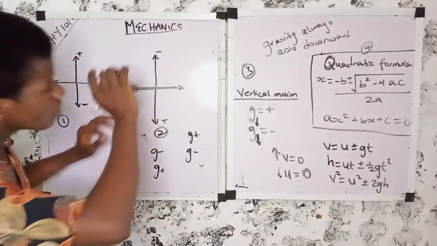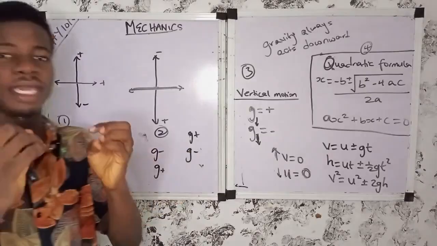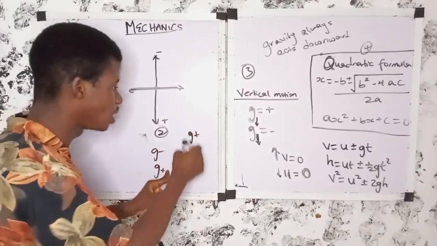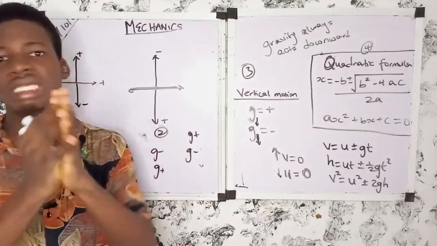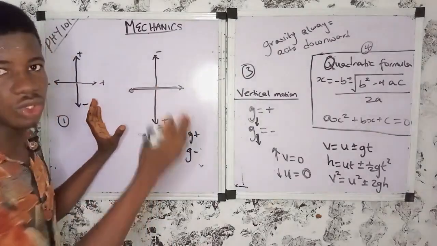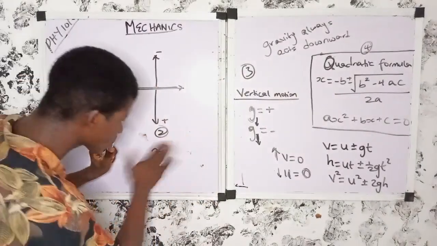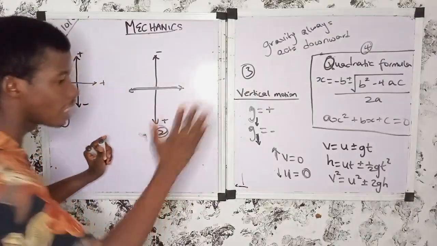Now let me make everything clear. It just depends. The sign of G depends on the coordinates you use. I don't know if you understand. It depends on the coordinate you use.